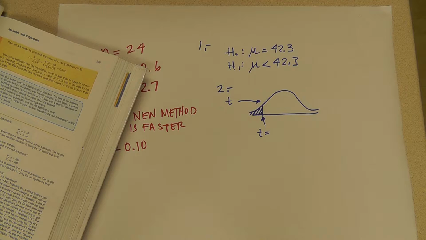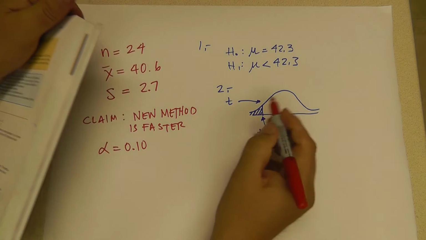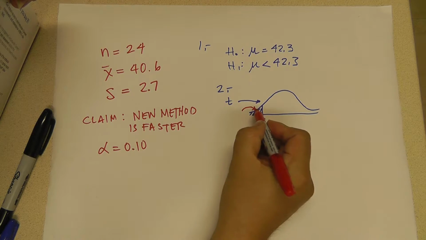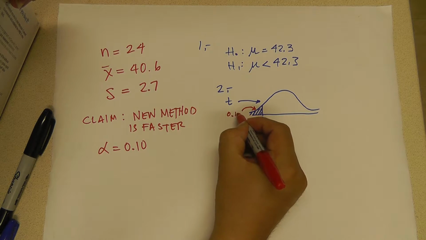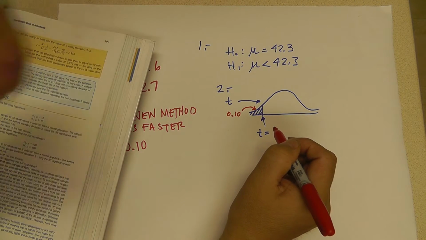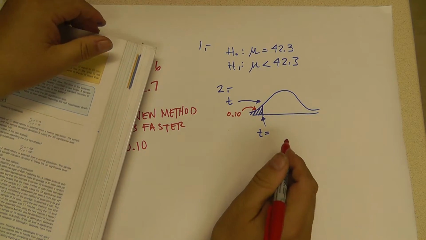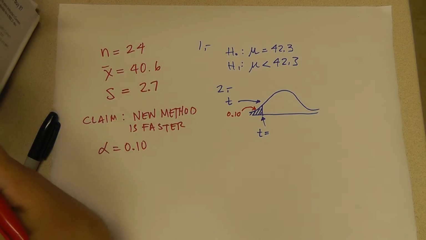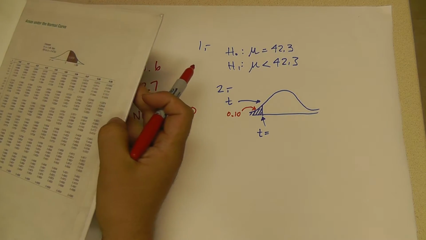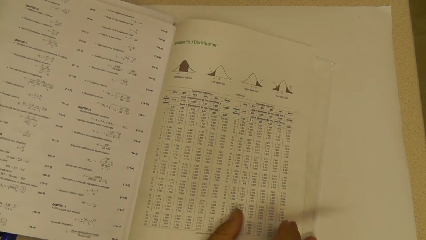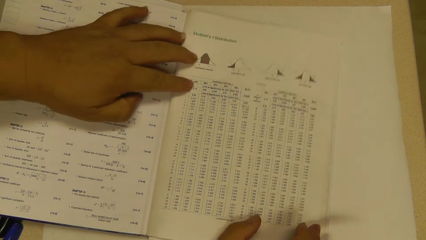And notice that this area right here is 0.10. So this area right here in this tail is 0.10. So we are going to find this value using the t-table with 23 degrees of freedom. All right, so let's go and take a look at the t-table. The t-table will be this one.